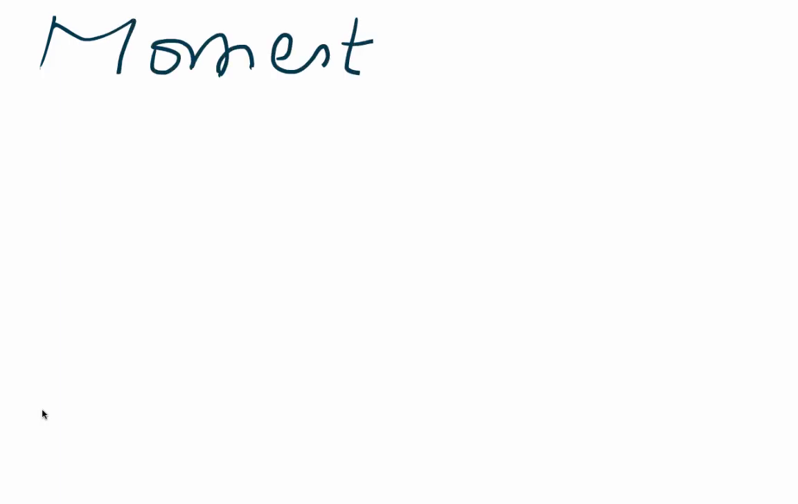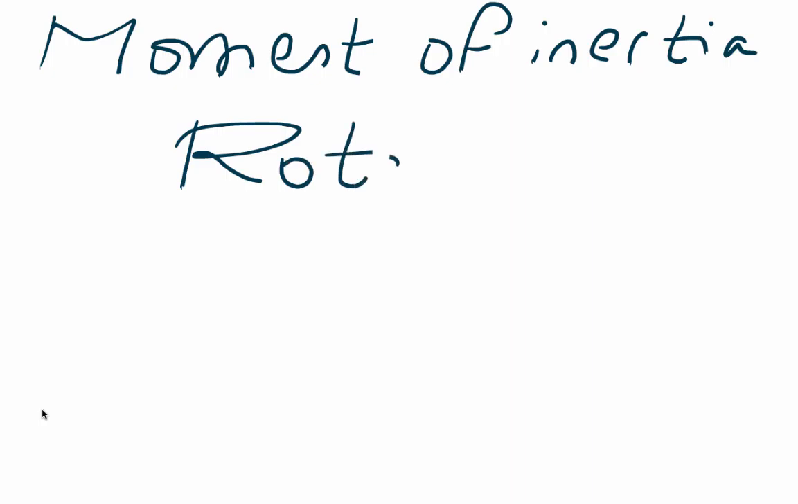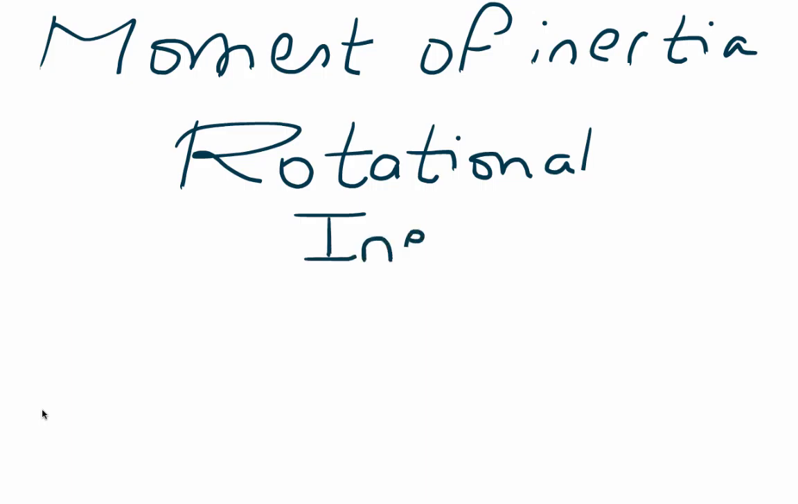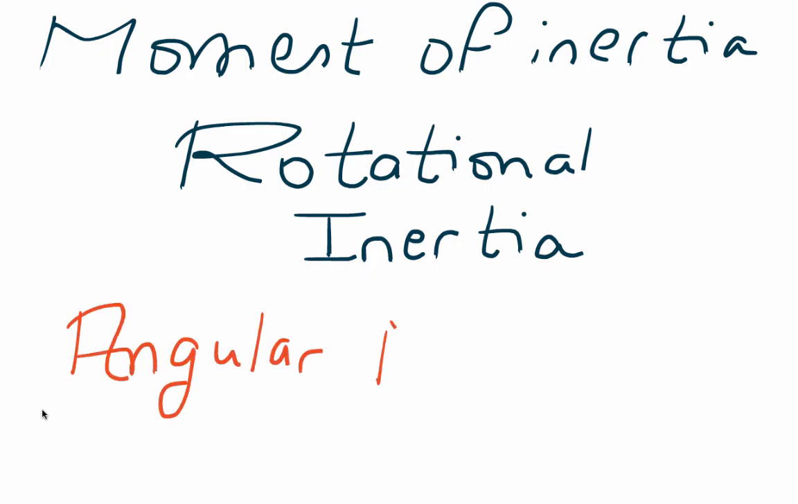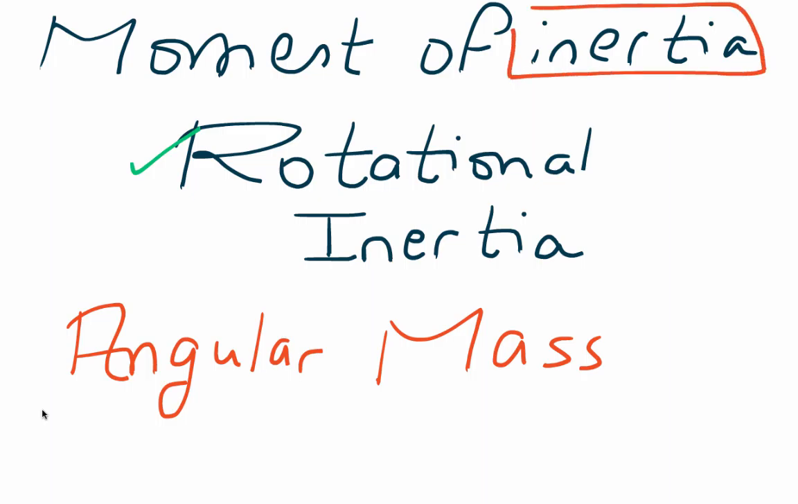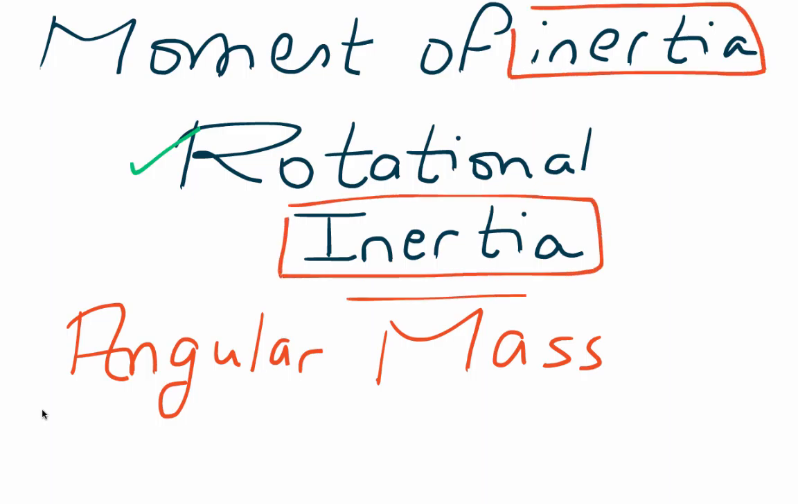I'll be making this tutorial to discuss a new term that is moment of inertia. Moment of inertia is a term that will also be called rotational inertia. There are different names, all indicating the same idea. In some books, I found it to be called angular mass. Looking at all of these names, moment of inertia, rotational inertia, and angular mass, the one common thing is the word inertia, and inertia is directly related to mass.